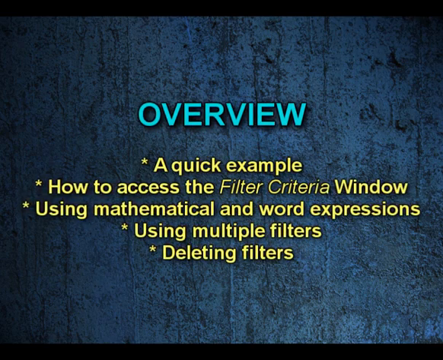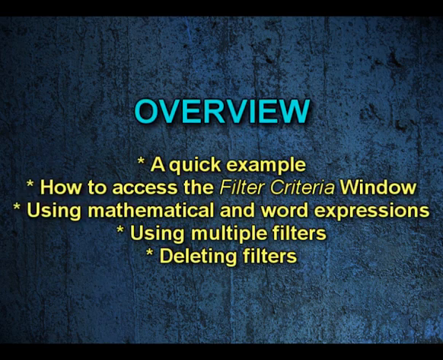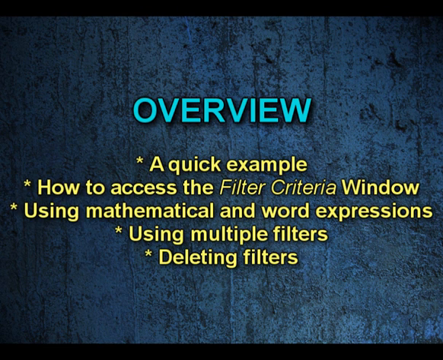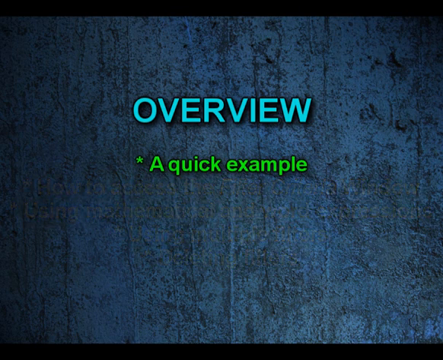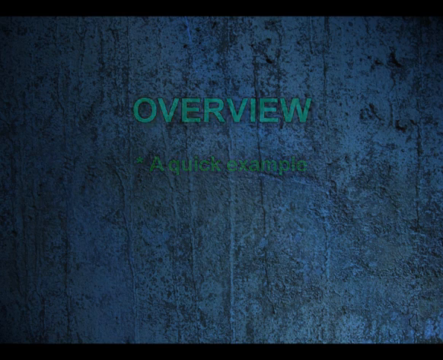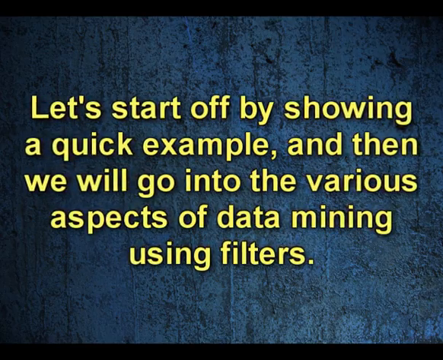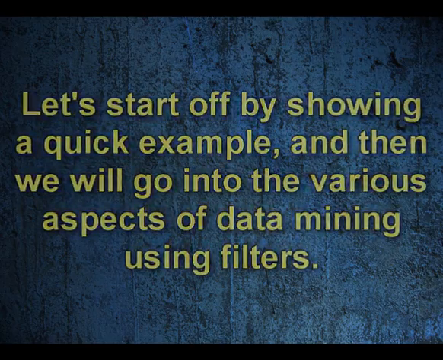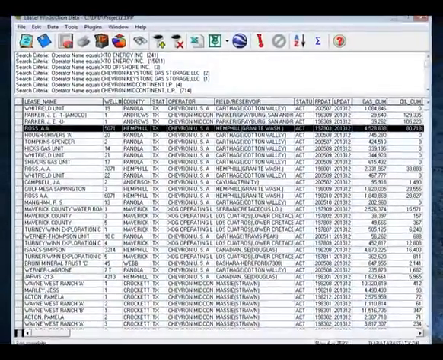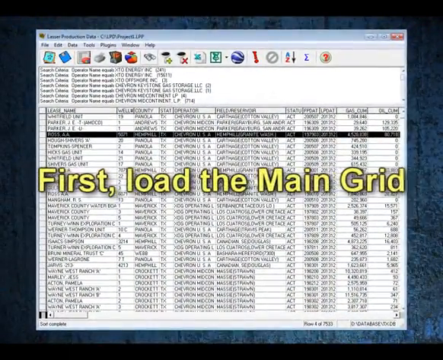Here's a quick overview. We're going to start off with a quick example, and then we're going to show you how to access the filter criteria window. Then we'll get into mathematical and word expressions, using multiple filters, and how to delete filters. So let's start off with a quick example, and then we will get into the various aspects of data mining using filters. First thing, load the main grid with some data.